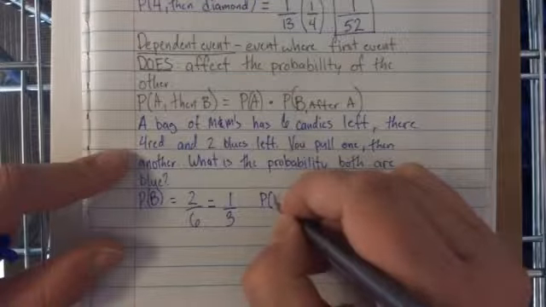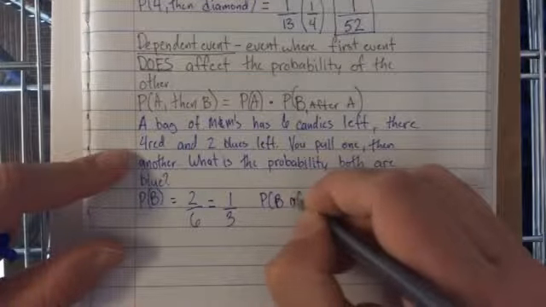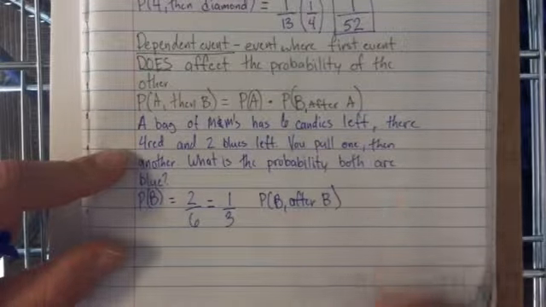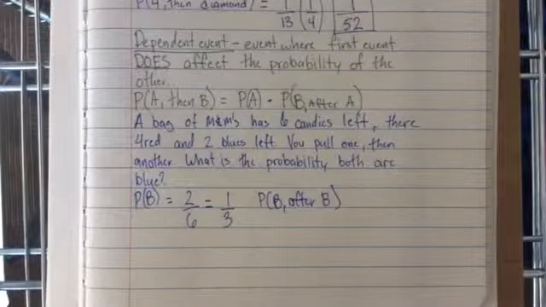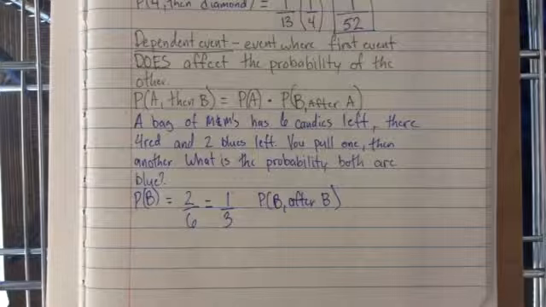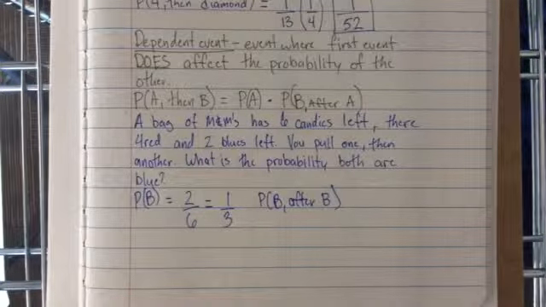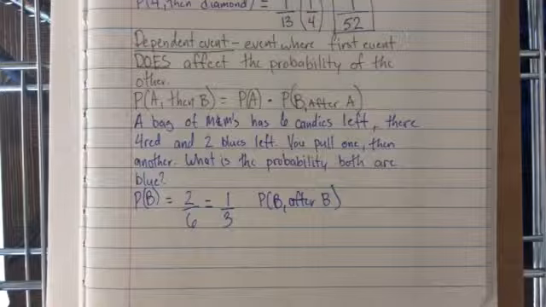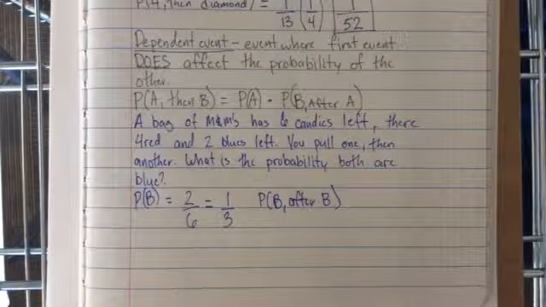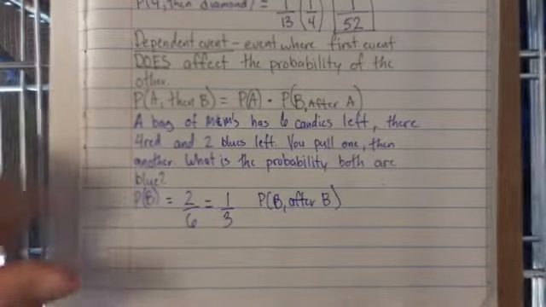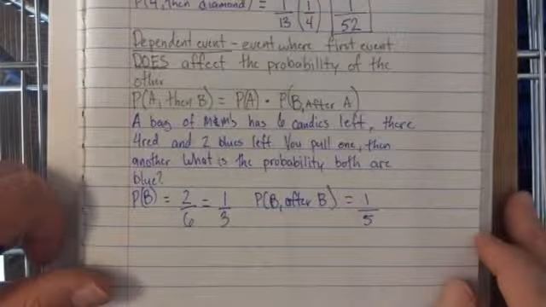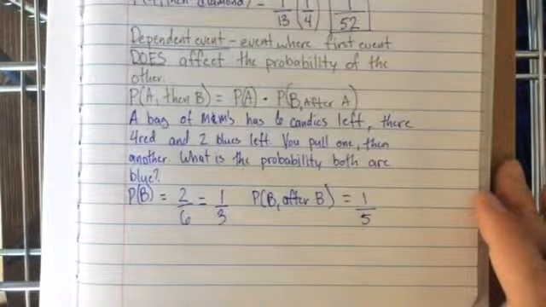So now we need to look at the probability of blue after this blue has already been pulled out. So we have 6 candies, 2 of them are blue. We reach into our bag, we pull out 1 blue. How many candies are left? 5. And how many blues are left? 1. So that's our probability that we have our blue in there still. So we have 1/5, probability of blue after blue.